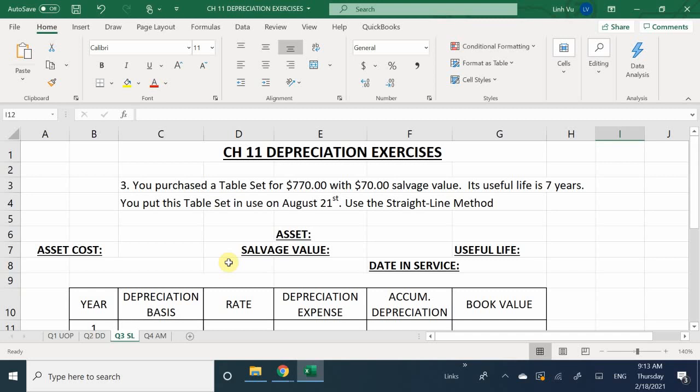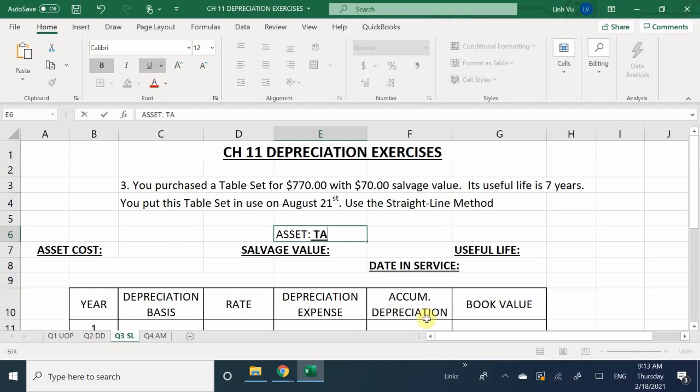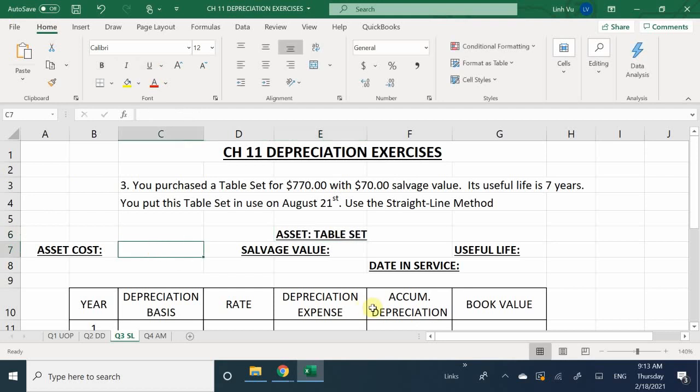Okay, so you purchased a table set for $770 with a $70 salvage value. Its useful life is 7 years, and you placed it in service on August 21st. Use the straight line method. Now, what did I buy? A table set. How much did it cost me? $770.